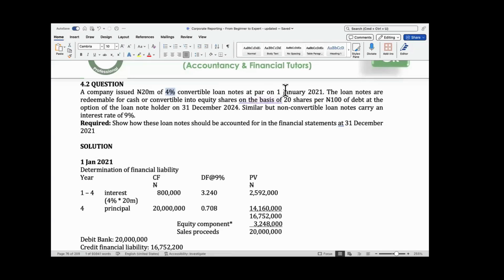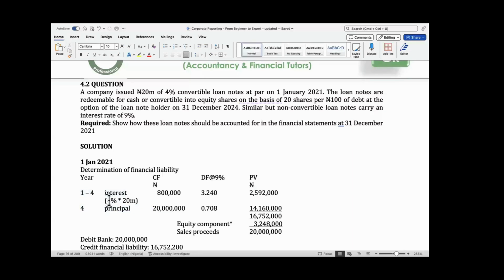split this liability, this money we borrowed, 20 million. You need to split it into liability and equity. And how do you do that? You determine the liability first at the date you borrowed money by getting the present value of the principal and also the present value of the interest.